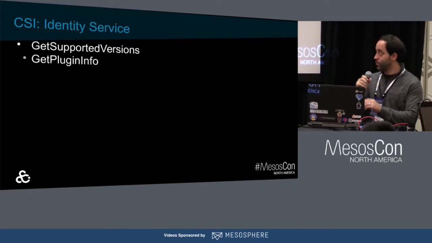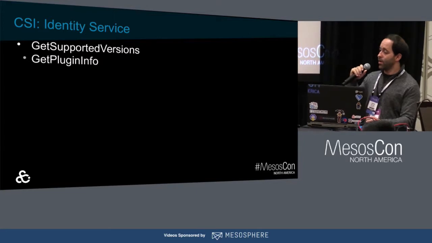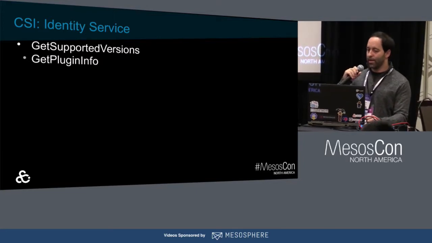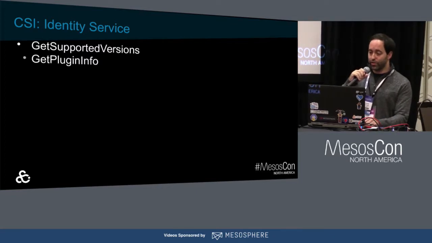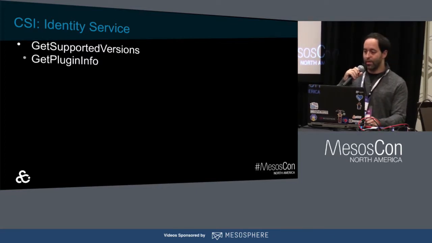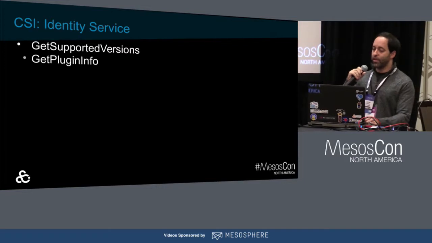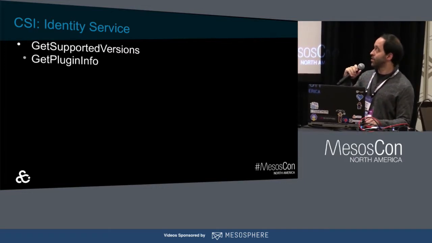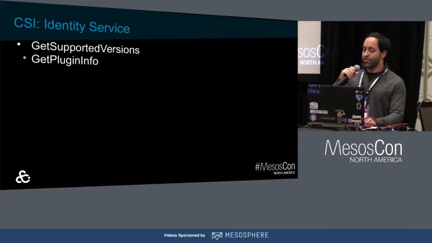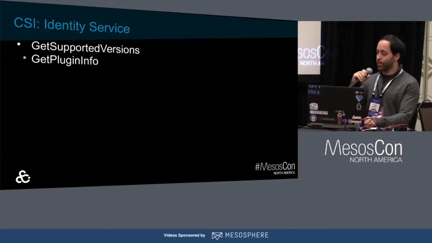So that brings us to the API. It's going to be a brief walkthrough of the API. The API is really intended for consumption by container orchestrators, like Mesos, and not by end users. That said, it's still useful to understand what's happening under the hood. So we'll start with the identity service. This is important for version negotiation.